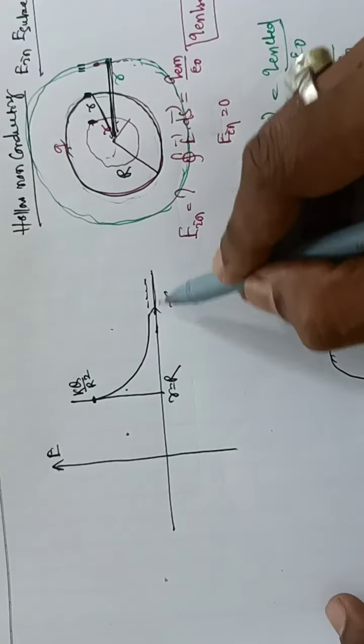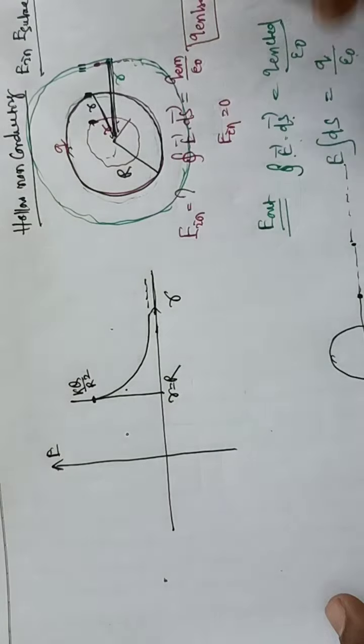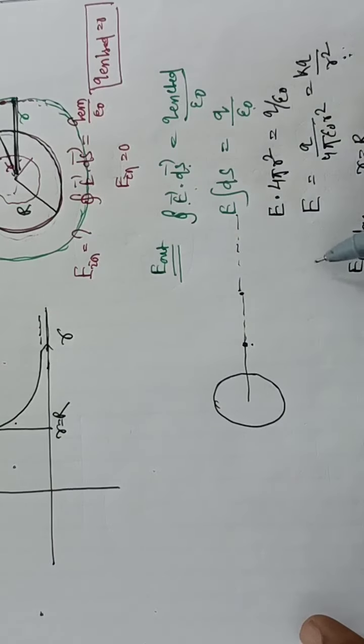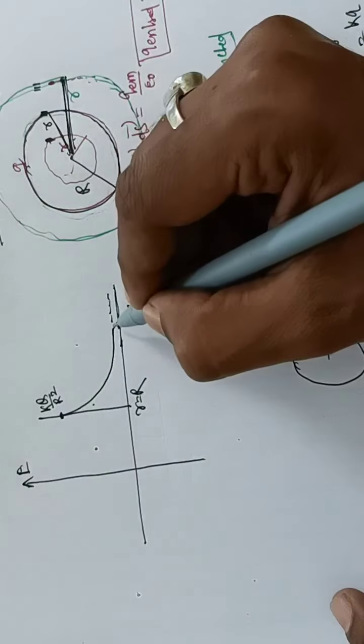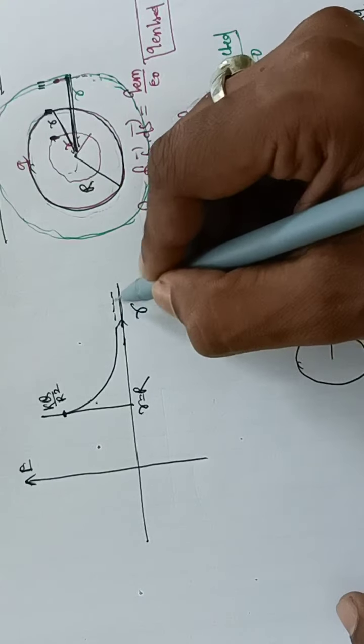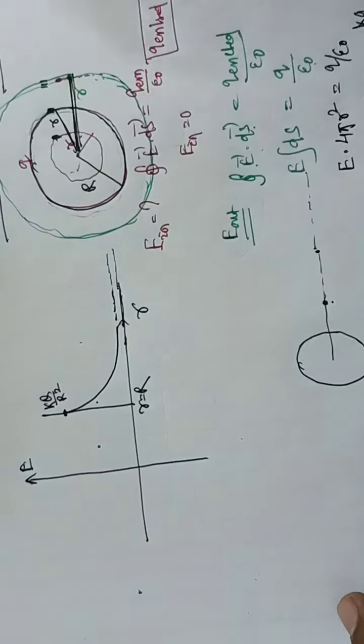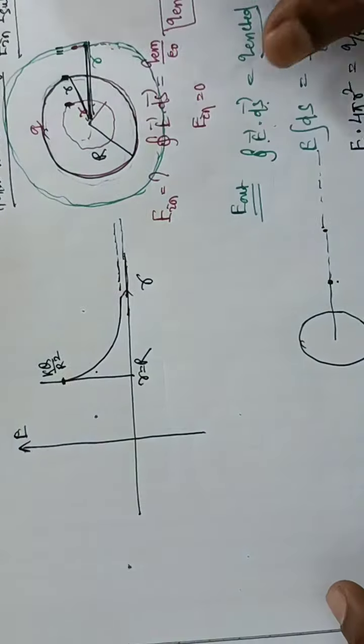And this electric field comes to 0 at infinity, because when R is infinite, E is coming to 0. Students usually make the mistake and connect it like this. No, this will go to infinity, and after infinity this will come down to 0. I hope the expression is pretty clear.